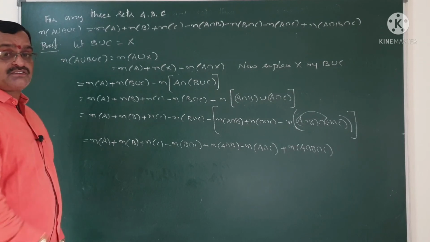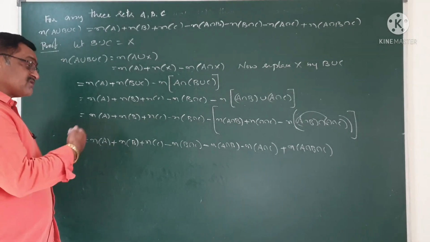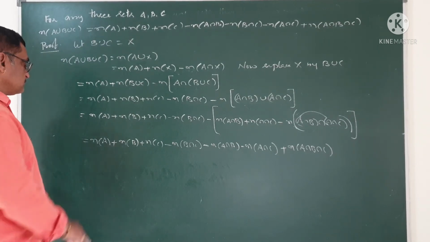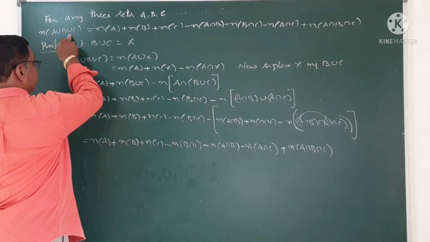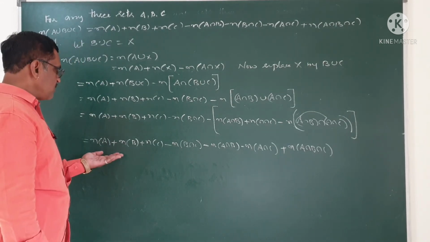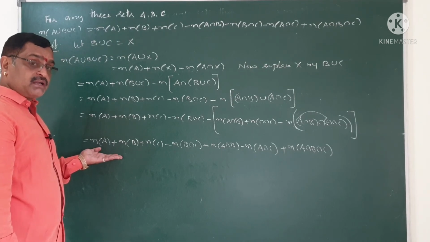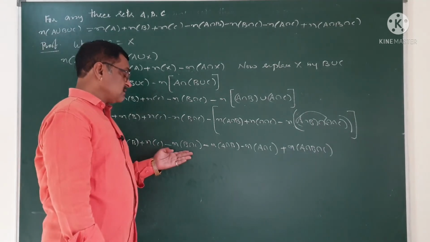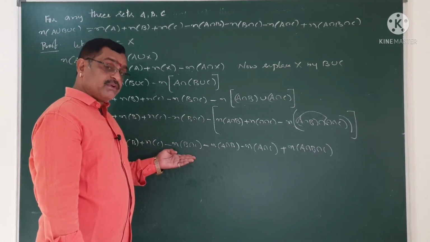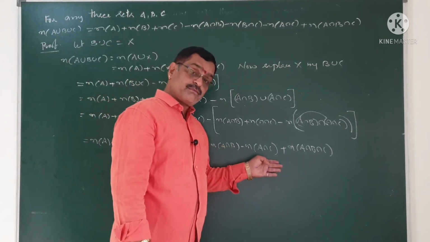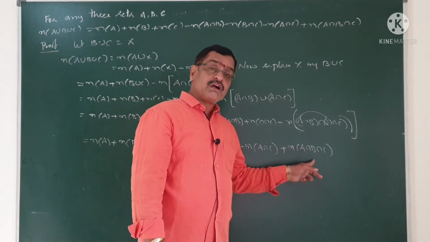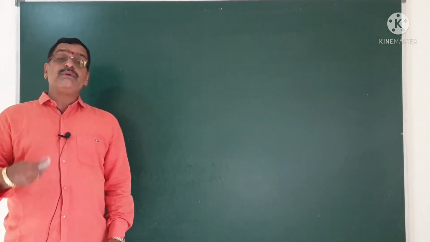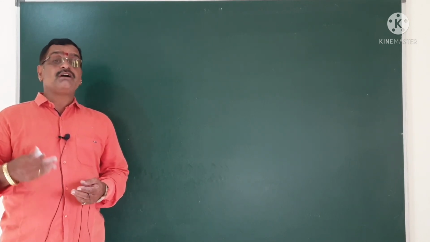So I derived this. We can extend this result to any number of sets. If you observe carefully, to find the number of elements in A union B union C, you have to add all the number of elements in the individual sets 1, 2, 3. Next, you have to subtract the number of elements in the combinations of two sets. Next, you have to add the number of elements common to all three sets. In higher classes, you may deal with 4 sets or 5 sets.